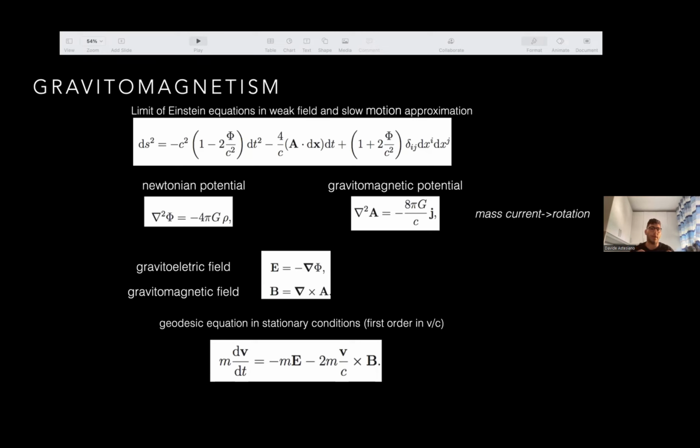A nice way to interpret this is to do an analogy with electromagnetism. So we have the gravitational potential, the electric potential that is kind of the Newtonian potential, and then we have the magnetic part, and here it is called the gravitomagnetic part, and is given by the non-diagonal terms. This is a way to understand it. Of course, there are a lot of differences, but the equations are totally similar. They also share the same gauge transformation. We can define the gravitoelectric field, we can define the gravitomagnetic field, and we have the geodesic equation in the stationary condition at first order in v/c.